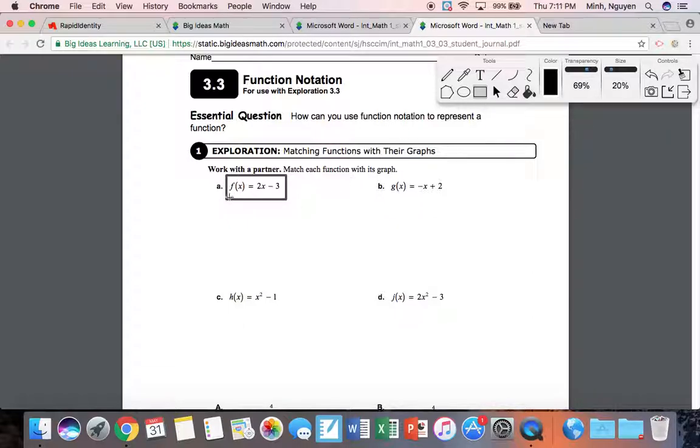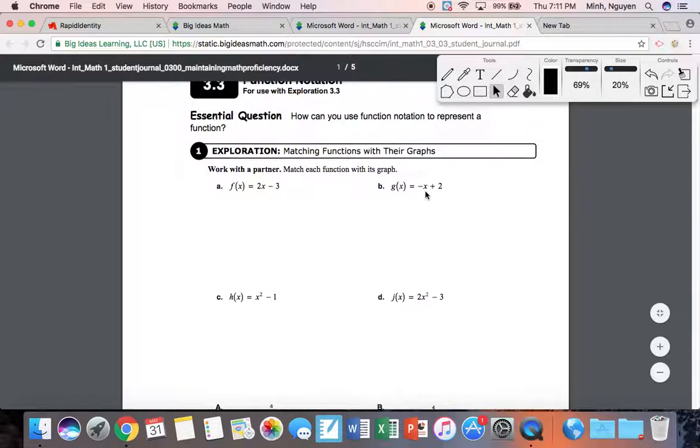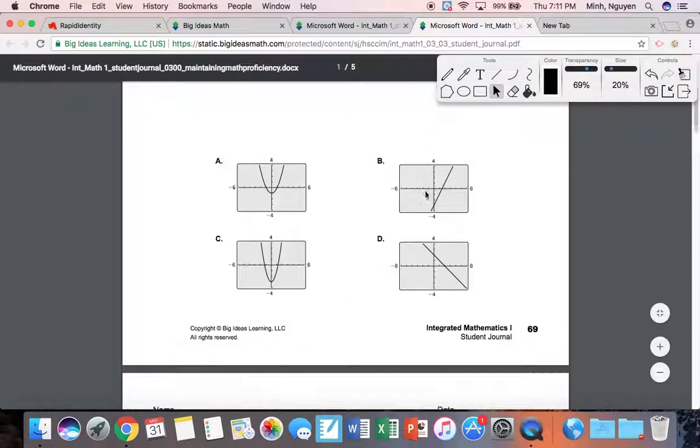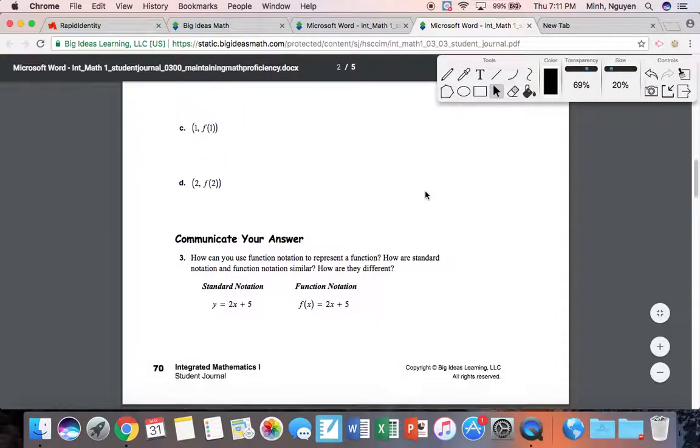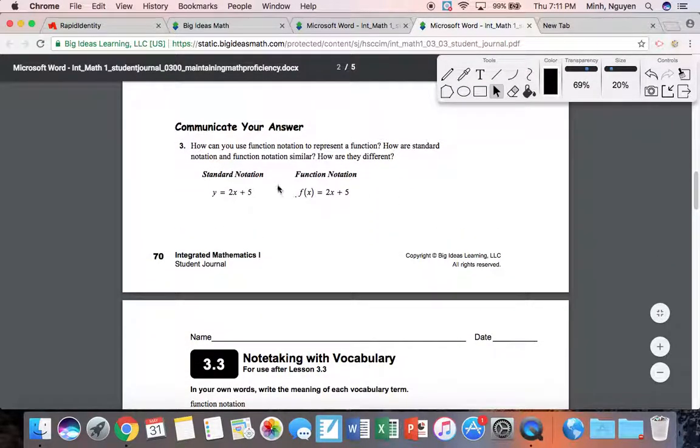And in fact, the only thing that changes is that this little notation takes the place of y. The way you pronounce this is f of x, g of x, h of x, and j of x. Besides that, it's just function notation. It's literally the way you write it, essentially the same thing as standard form. The only difference is you have a y in one, and function notation, f of x, in the other.